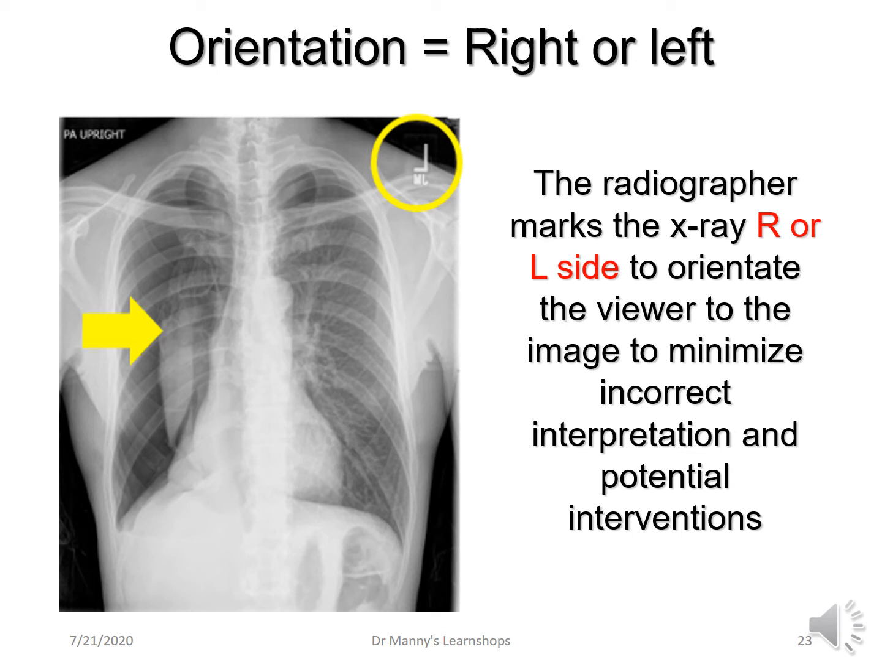Orientation refers to where. Is it the right side or the left side? This is where the radiographer marks the X-ray, right or left side, because there are two lungs, a right lung and a left lung. It's to orientate the viewer to the image, and this is done to minimize incorrect interpretation, which can potentially result in incorrect interventions.